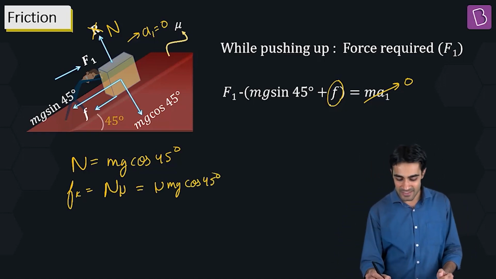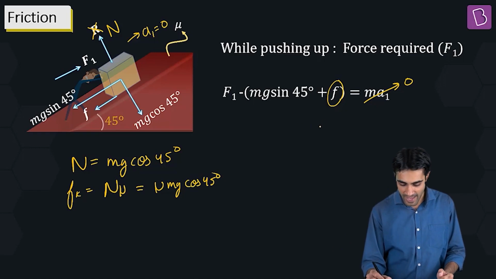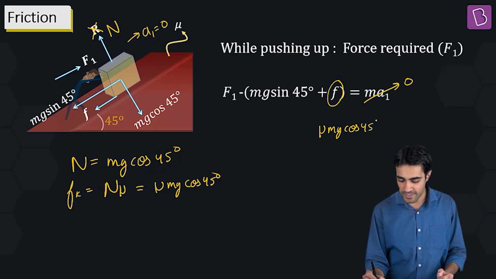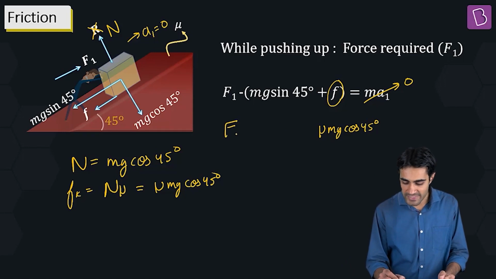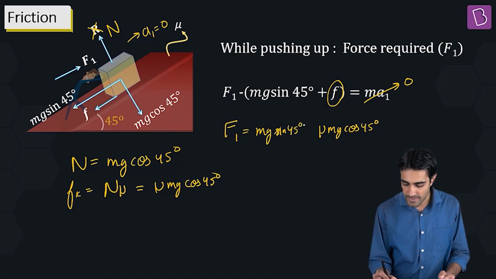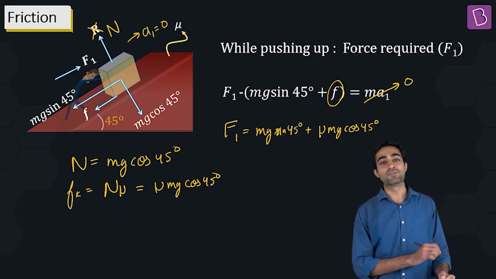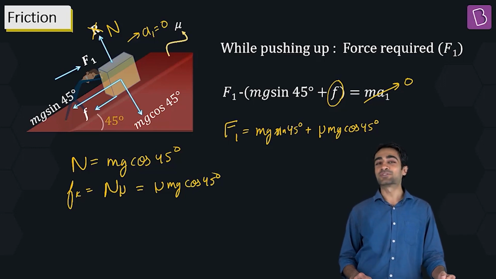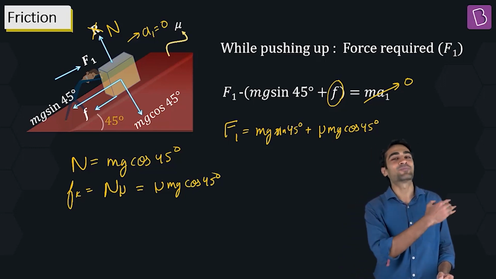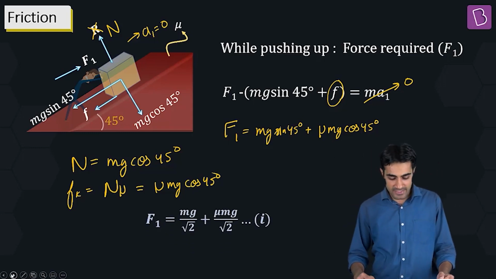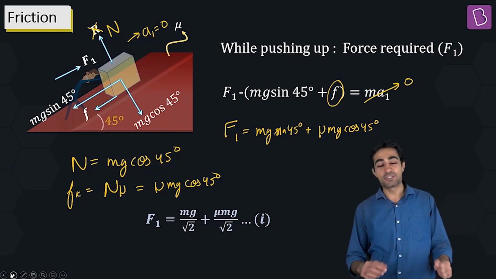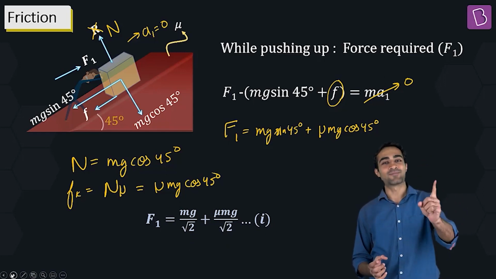Okay. So let's place the value of f over here. We have mu mg cos 45 degrees. Good. Now let me rewrite the equation. The force F1 will be equal to mg sin 45 degrees plus mu times mg cos 45 degrees. And you know, sin 45 is 1 by root 2, cos 45 is also 1 by root 2. So we can finally get the equation for F1. This is mg by root 2 plus mu mg by root 2. This is equation 1.